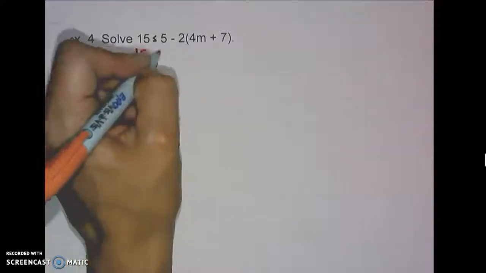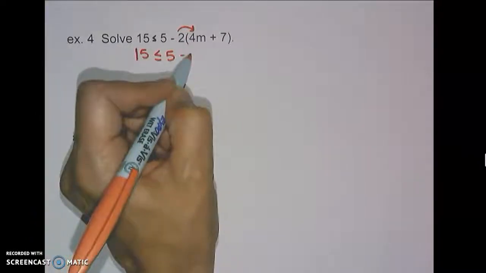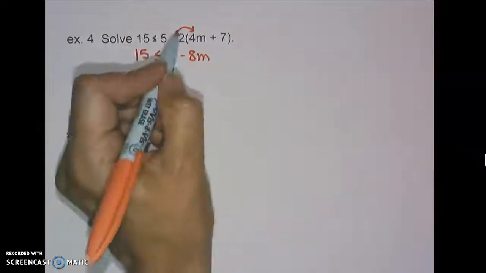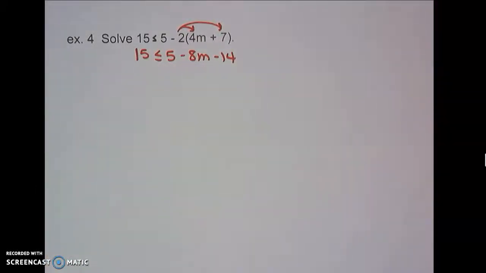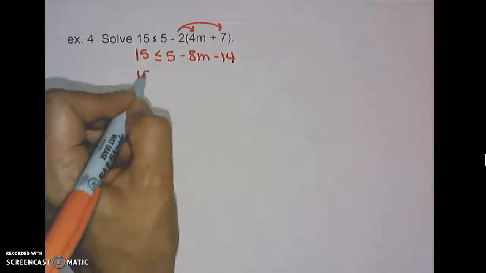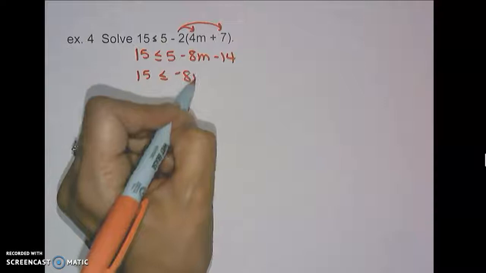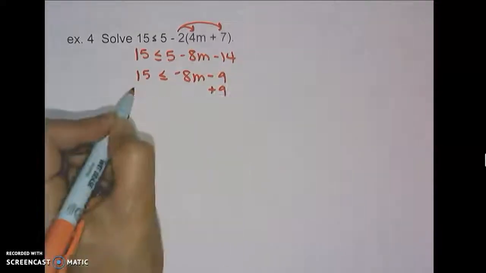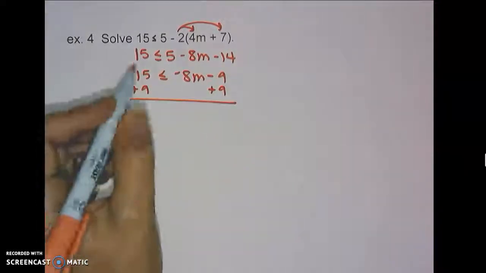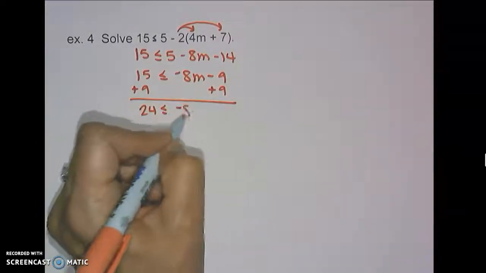Okay, so we're going to have 15 is less than or equal to 5, and then we're going to distribute. -2 times 4m is -8m, and -2 times 7 is -14. So we distributed. The next step that we can take is to combine like terms to simplify. So that's going to give us -8m minus 9. We're going to add 9 to both sides since that's the inverse operation. So that's going to give us 24 is less than or equal to -8m.